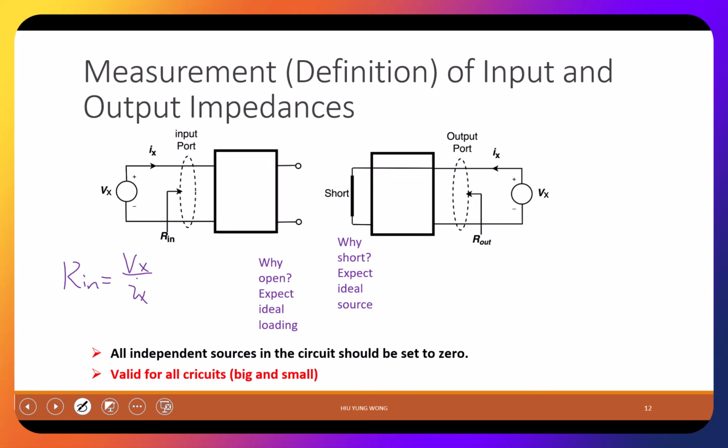But it is not a resistor. It's a complicated circuit. It can have many terminals. If for those terminals, the output terminal, you try to do something, for example, I want to short it, or I have a loading here, you will get different current. You can imagine that, right?